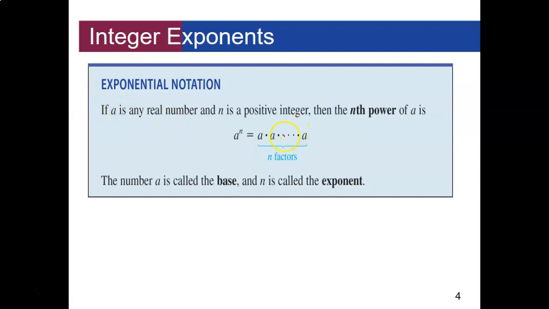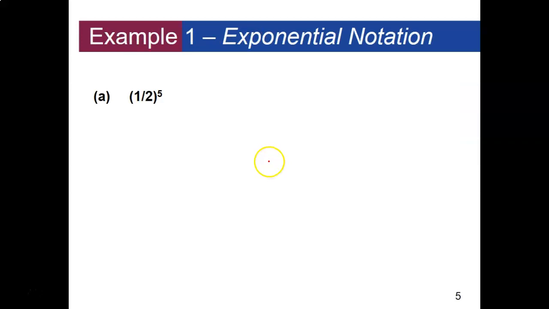With exponential notation, we're going to have a base and we're going to have an exponent. This should be review for you, but basically, if I have a base to an exponent, that exponent is telling me how many factors I have of that same base. So if I have 2 to the third, that would be the same thing as 2 times 2 times 2, and we would do that 3 times. Okay, we've got a few that I want to work through here.